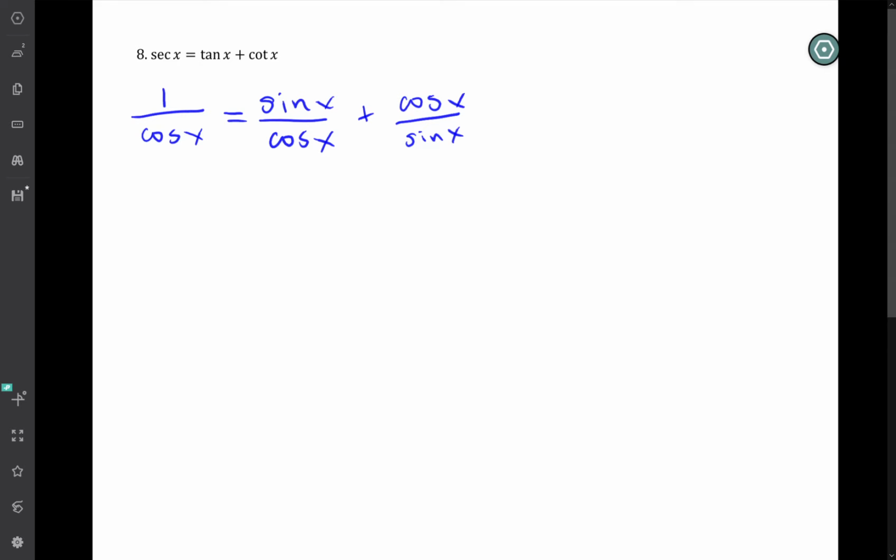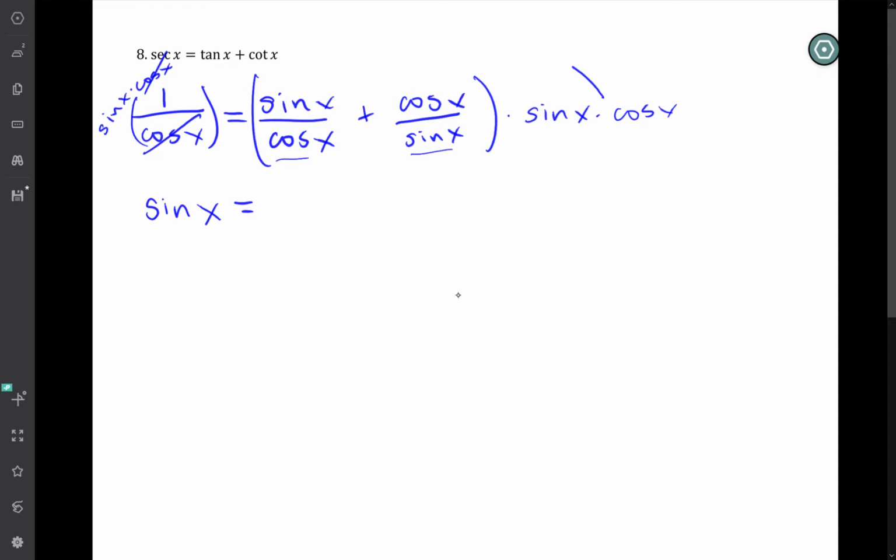So the common denominator here is going to be sine times cosine. I didn't really leave myself room to write it over here, but same thing. And what happens on the left side is that the cosine cancels and you're left with sine. And on the right side, we're going to have to distribute. So the first one, we get to cancel the cosine out, and we're left with sine squared. In the second one, we get to cancel the sine out, and we're left with cosine squared.